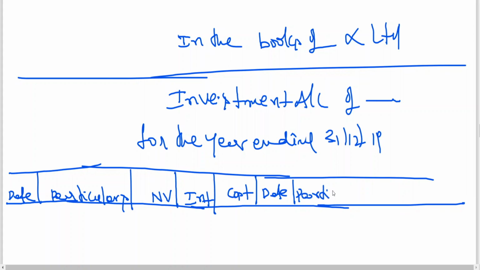particulars, nominal value, cost, nominal value, interest. Interest and cost. This is the format. Clear?